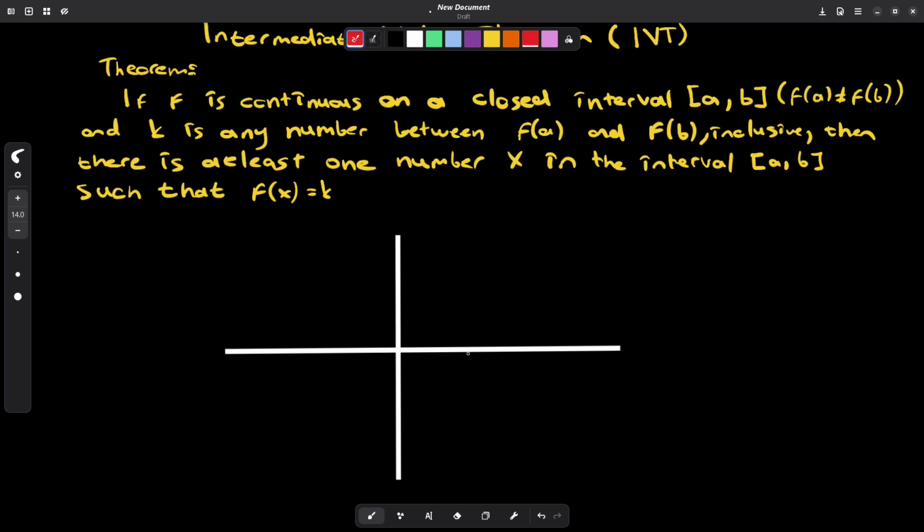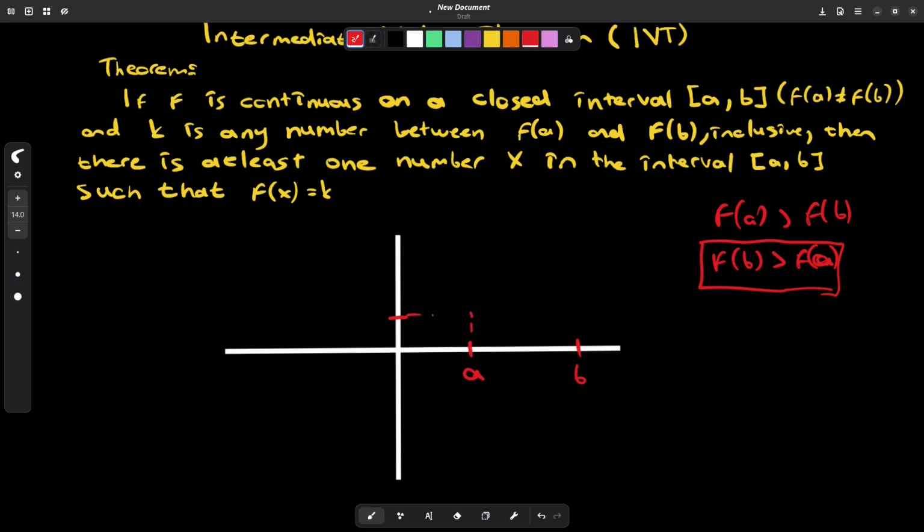So we have a closed interval [a, b]. f(a) is not equal to f(b), which gives us two options. f(a) can be greater than f(b), or f(b) can be greater than f(a). You can show the one you want, it doesn't matter. I'm going to use this one without any reason. f(a) is here. f(b) is here.